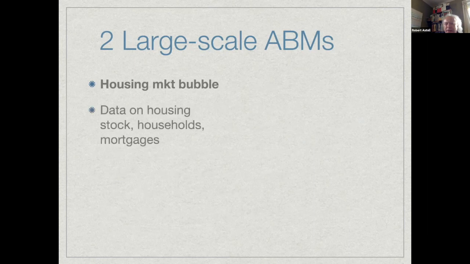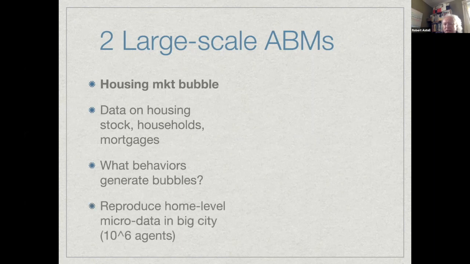But with colleagues, I've worked extensively on building a model of the housing market bubble of the last decade, where we got data on individual houses, individual households, and then the mortgages that were in play. And the question was, what behaviors make bubbles? And with all the data on what actually happened, we were able to build a model of an entire city with every single housing tract represented. So that was roughly 1 million agents.